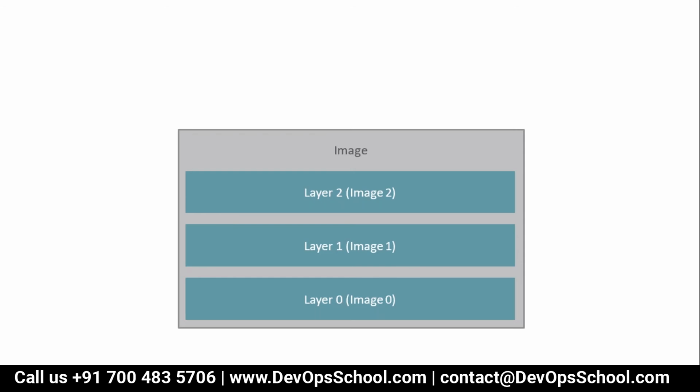So from this, if you see there are three layers, so you can create three images. Image 0 will have only layer 0, image 1 will have layer 0 plus layer 1, and image 2 will have layer 2 as well. So it's a file system. Okay, so this is your image. Are you understanding it? What is a Docker image?